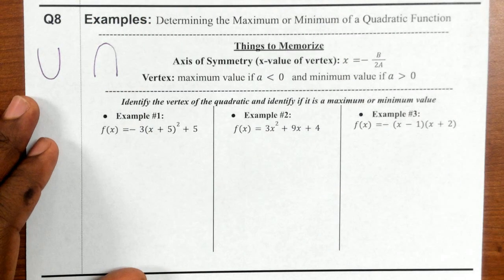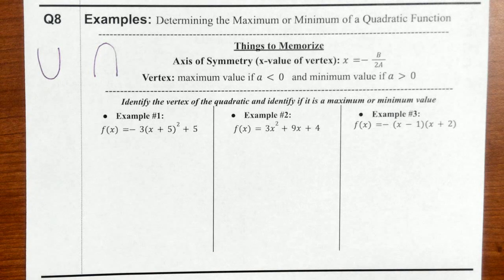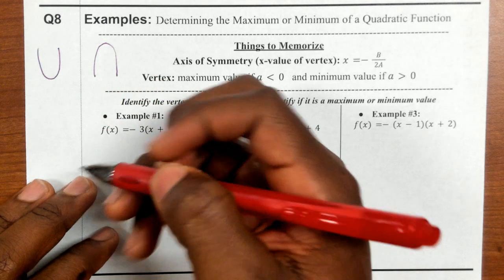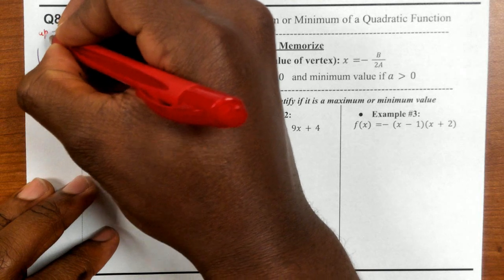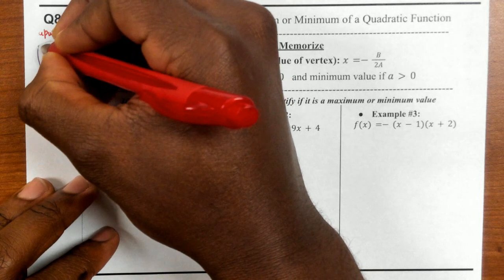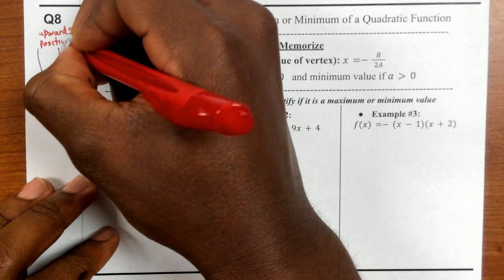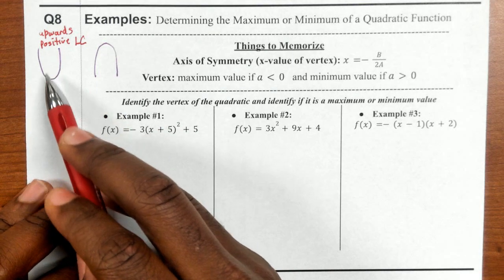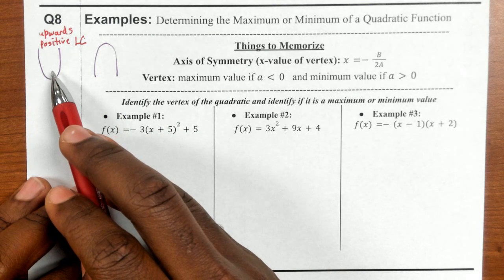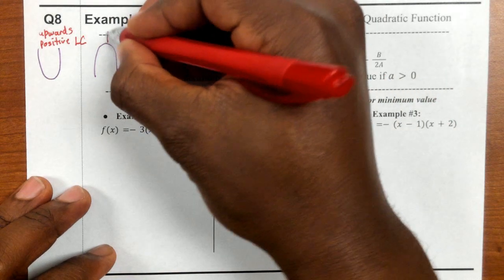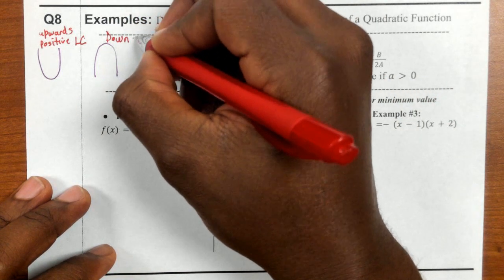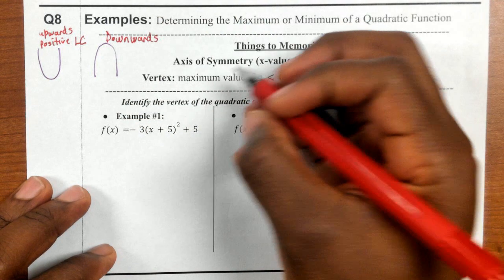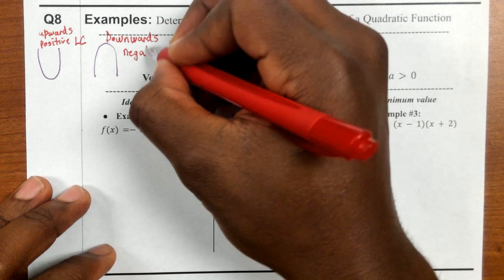Whenever there's a U shape, that means your leading coefficient is positive because it's facing upwards. So again, because this is facing upwards, this means it has a positive leading coefficient, or a positive LC. That means the number in front of the equation would be positive. Whenever it's facing downwards, that means you have not a positive leading coefficient, but a negative leading coefficient.